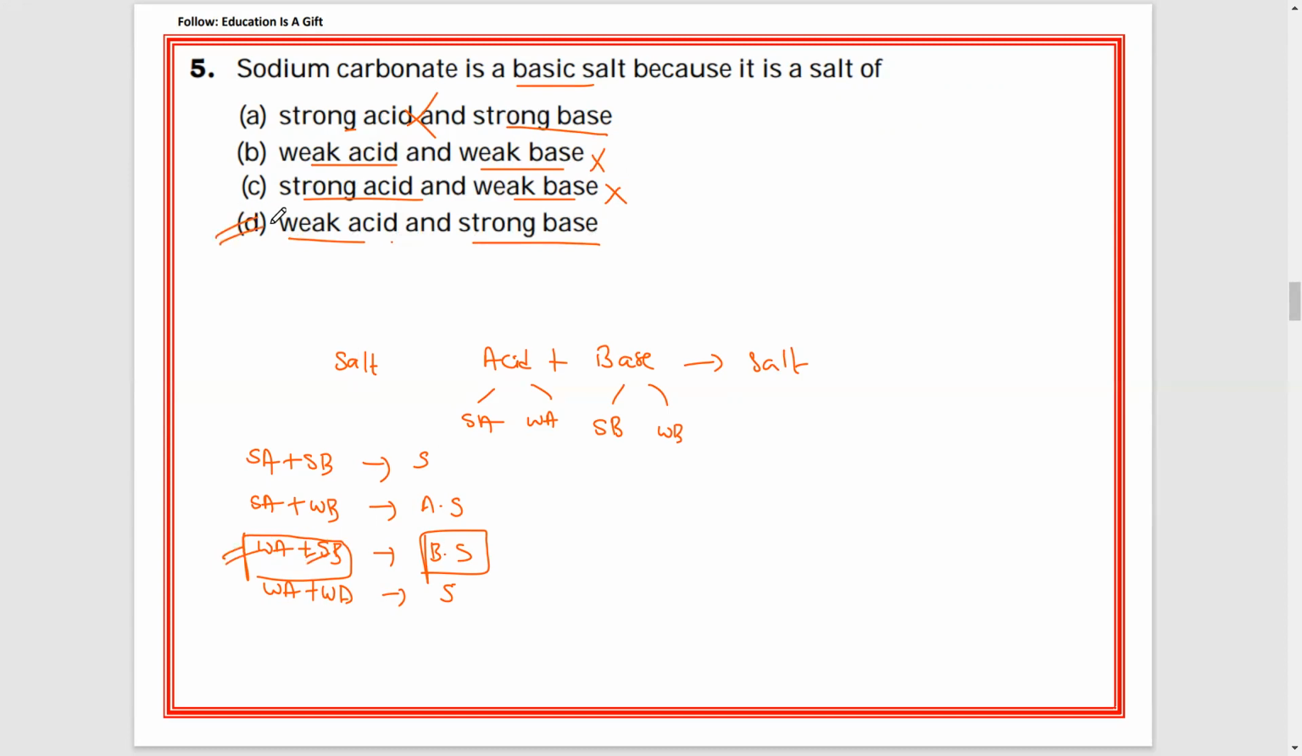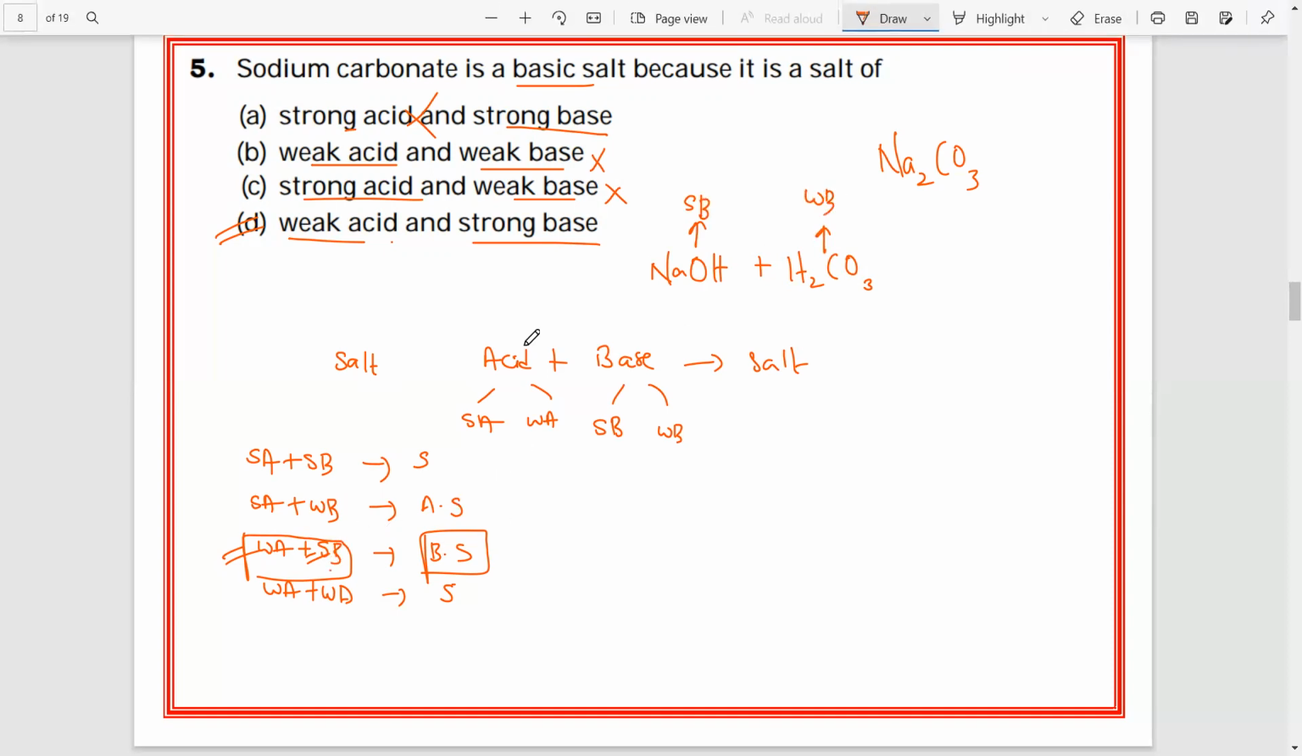Like that you can tell, or we have one equation also. How is sodium carbonate formed? First of all, what is the chemical formula of sodium carbonate? It is Na2CO3. How did you get that Na2CO3? By combination of NaOH, sodium hydroxide, plus H2CO3. What is H2CO3? That is carbonic acid. Sodium hydroxide is a strong base, carbonic acid is a weak acid. So weak acid and strong base combine to form a basic salt. Here we have a basic salt. That is the answer you need to understand.